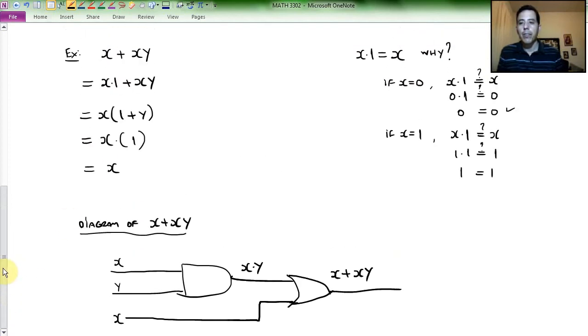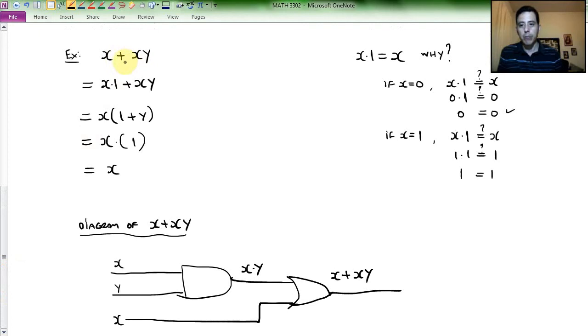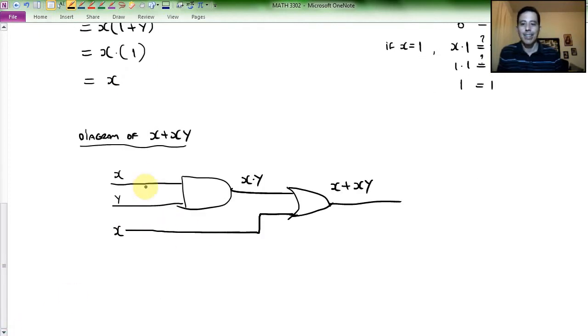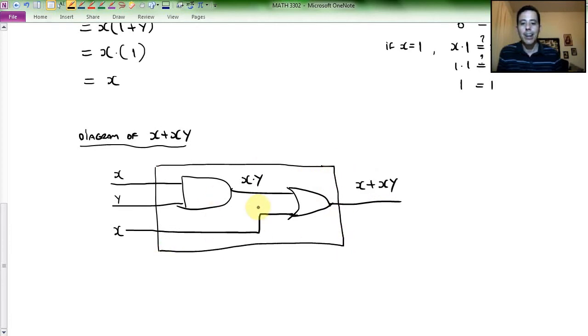So this simplification here, this factorization, it really means that this entire expression is simply x. Okay, so that entire logical gate, let me move this over here. This entire logical gate is simply x, so that entire thing can be replaced by just x.